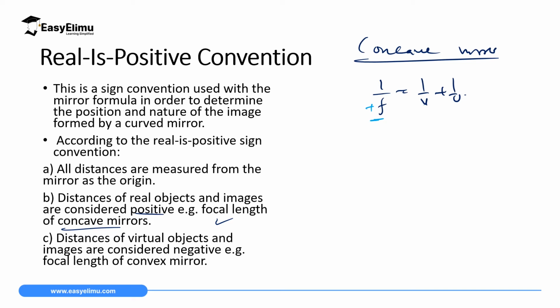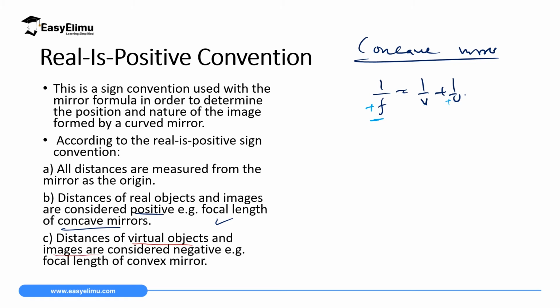V can depend on where you place the object. If the object is between the pole and the focal point, or at the focal point, then that V will be negative. But otherwise, V is positive. So I will not indicate that here because it depends on the position of the object. Then U is always positive because an object must be placed in front of the mirror. Then now, distances of virtual objects and virtual images are considered to be negative.